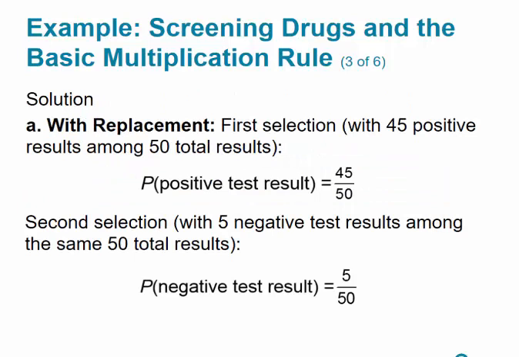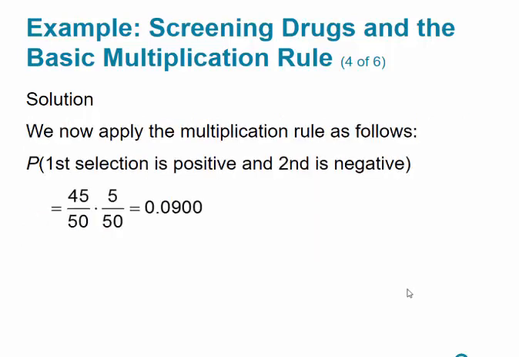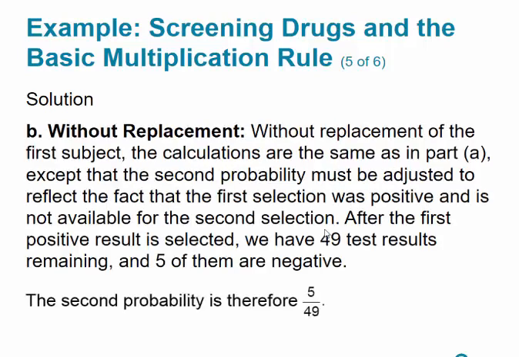Now, with replacement means the first selection has 45 positive among the 50, so the probability of a positive result would be 45 over 50. The second selection, we got 5 negative, 50 total, so the probability of a negative test would be 5 out of 50. So with replacement, what happens is that our sample space remains 50. And so now we can apply the multiplication rule, and so it's 45 over 50 times 5 over 50, so we get 0.09. Or about a 9% chance.